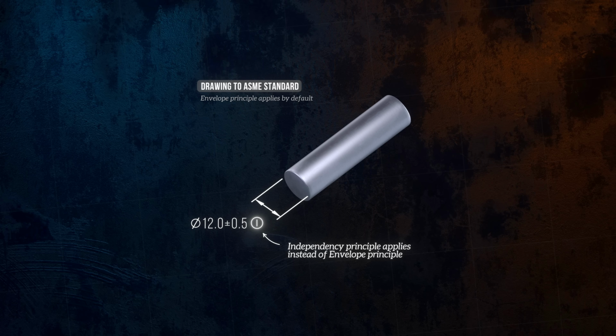ASME defines a few other special cases where the envelope principle is overwritten. For example, if a flatness or straightness tolerance has been called out explicitly for a feature of size. But anyway, that's enough about modifiers and the envelope principle. Let's go through the remaining tolerance types.